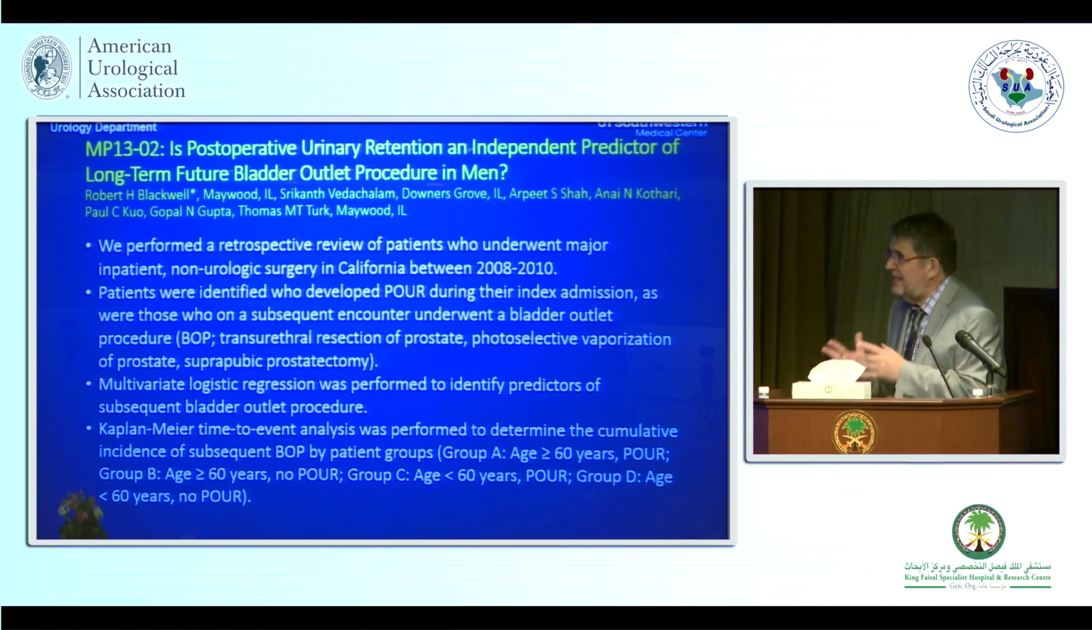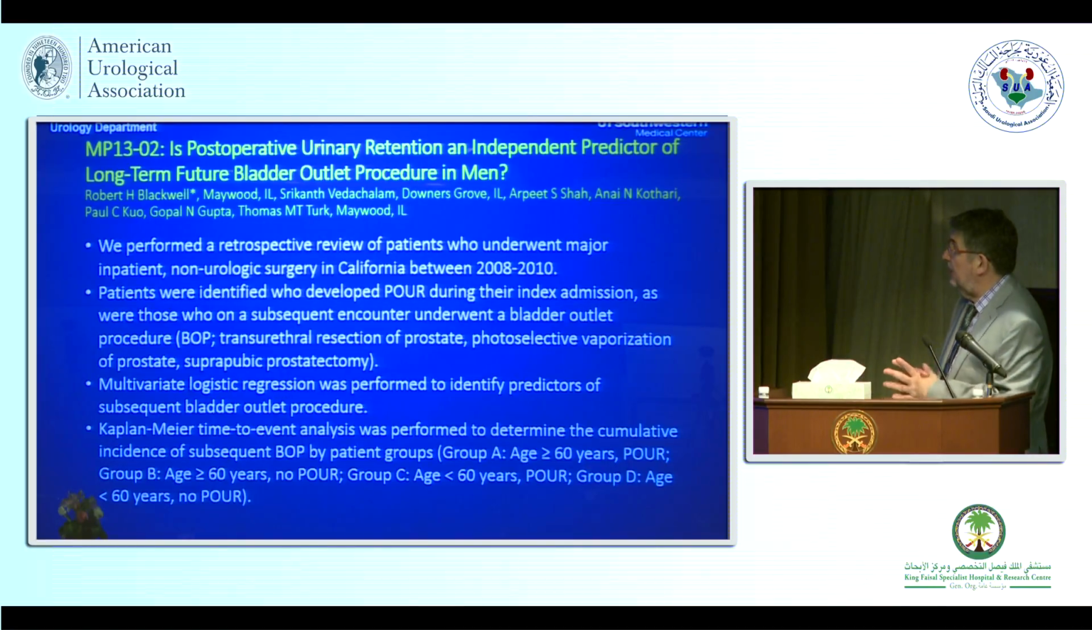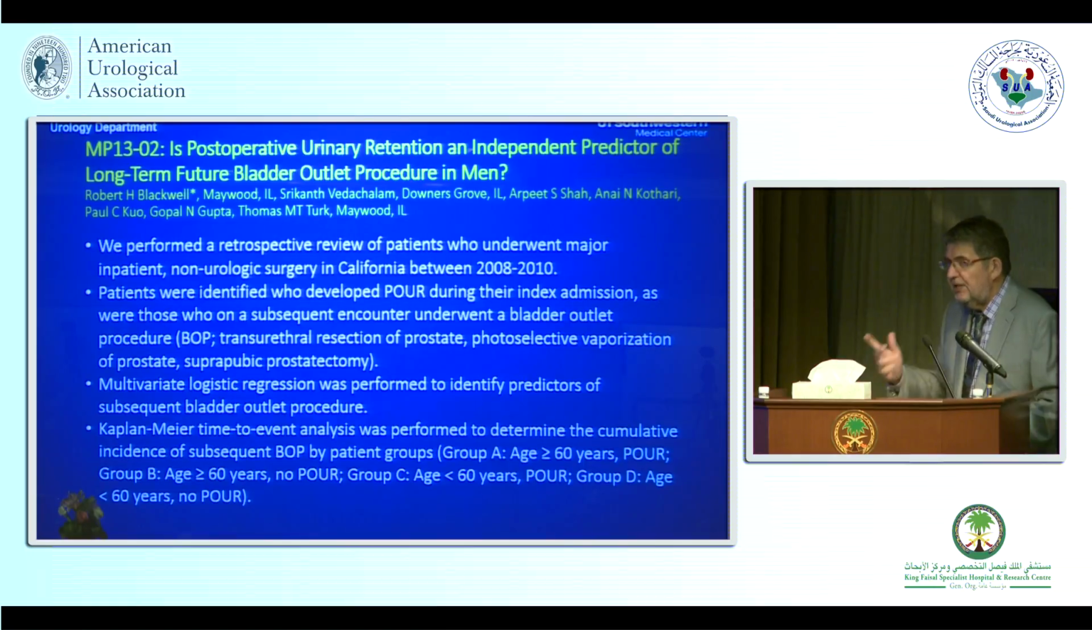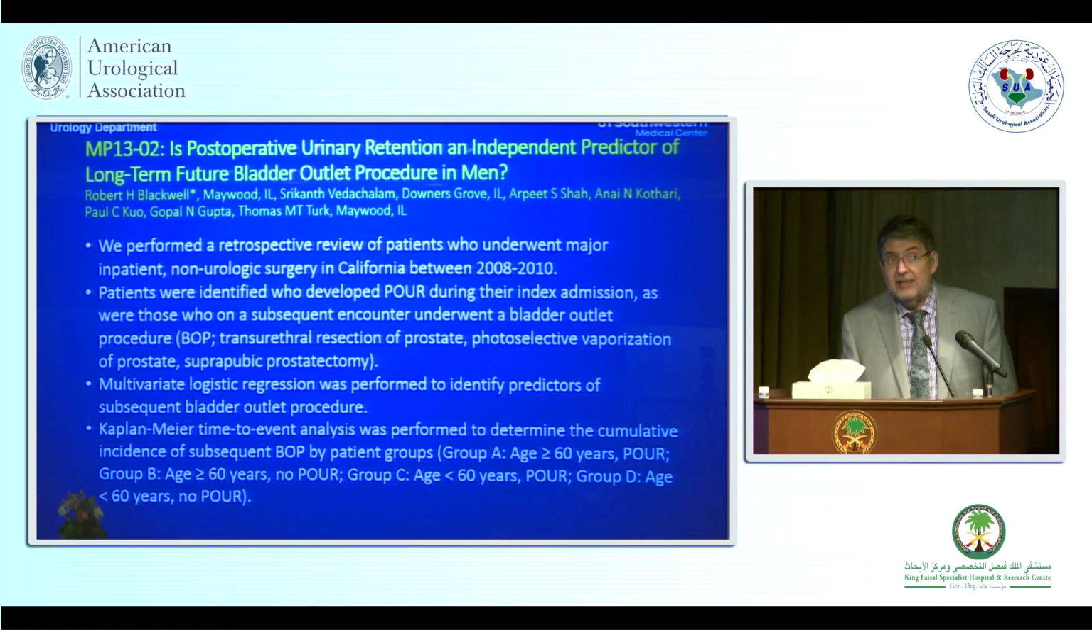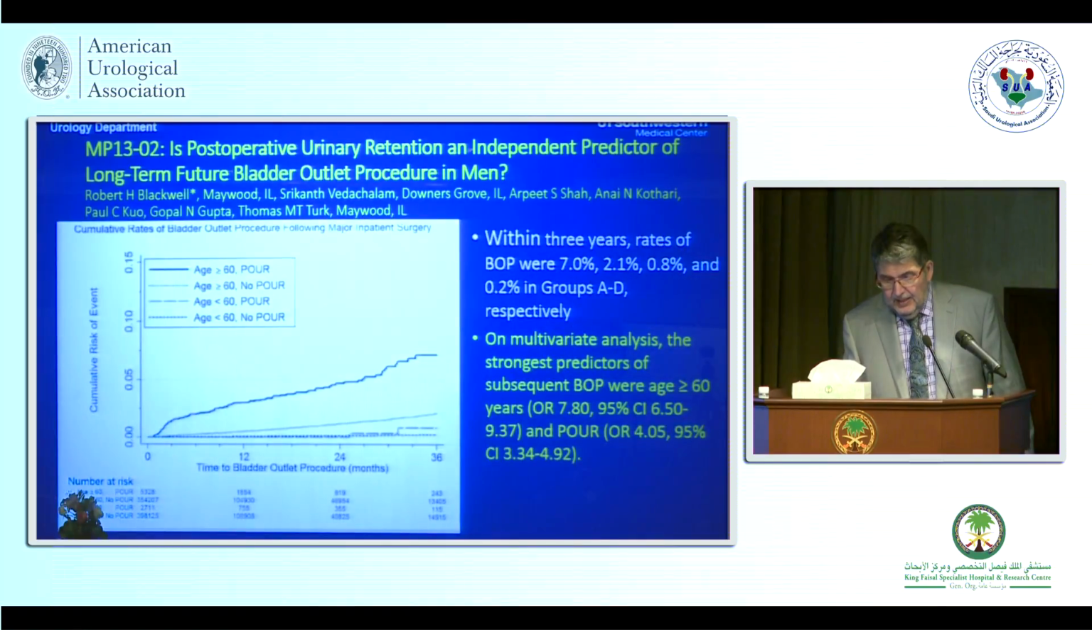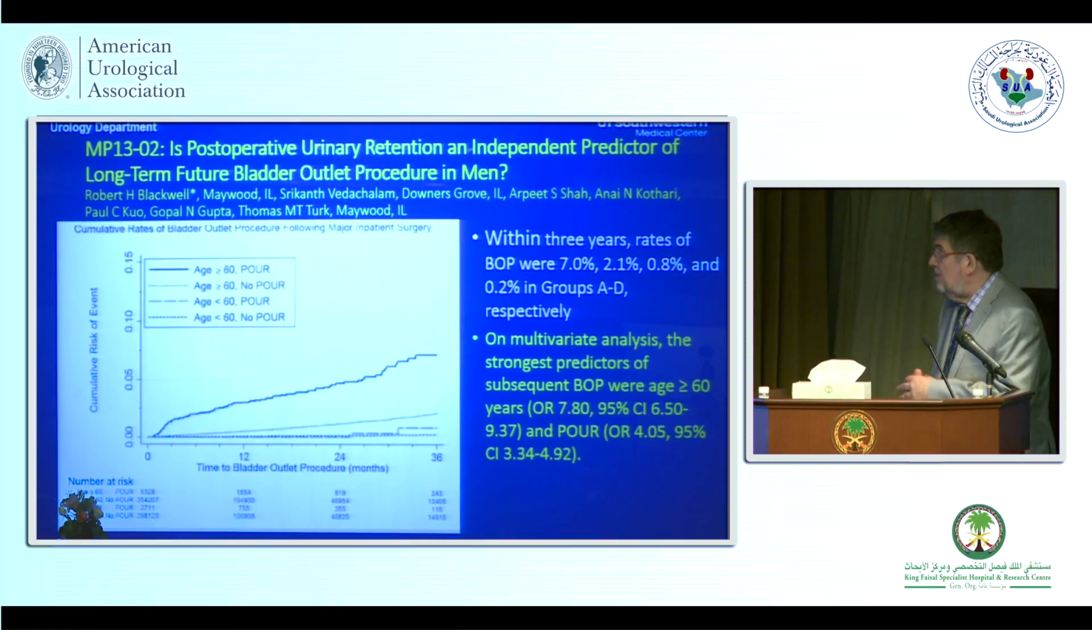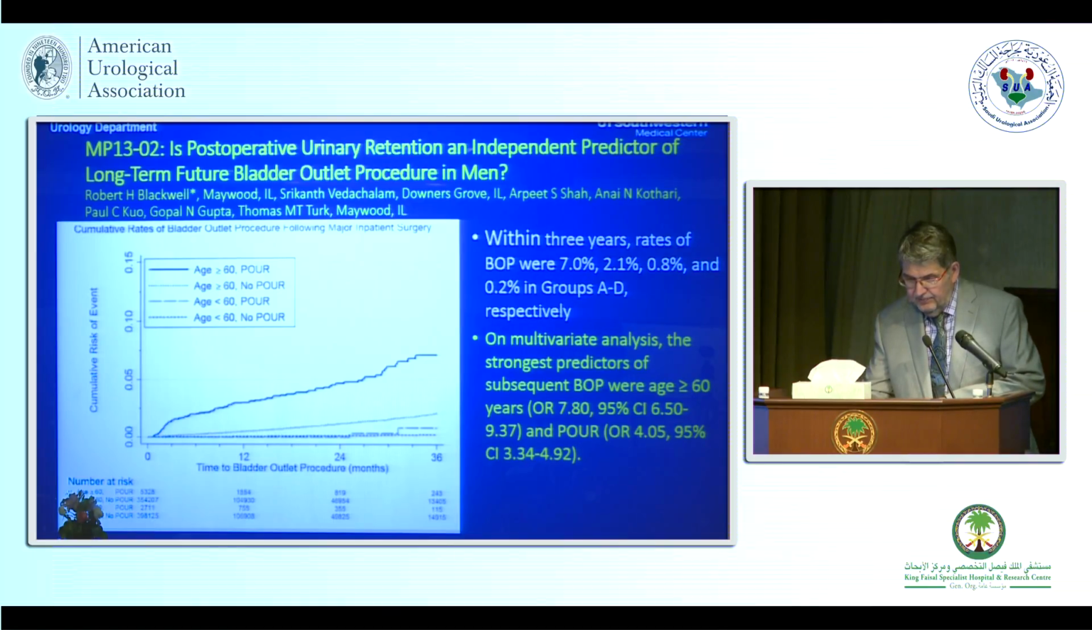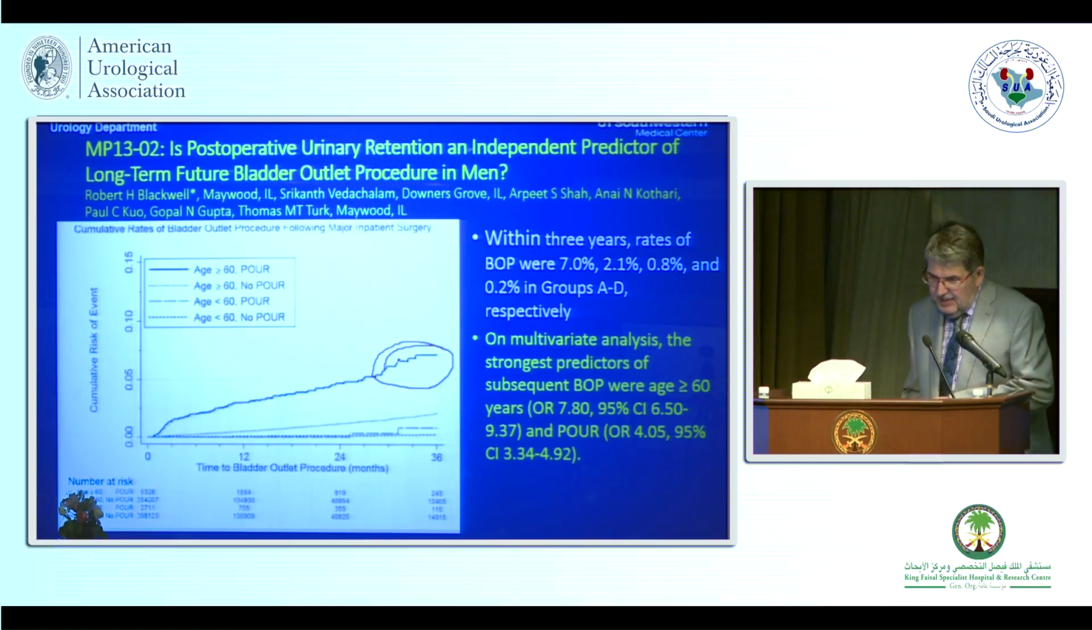So what these people did, they didn't ask the question, why is that? They asked the question, what happens to these people? They looked at post-operative urinary retention in a large cohort of men, and then they asked the question, what happens to these men afterwards when they can't urinate post-operatively? And so this graph shows that if a man can't urinate post-operatively, and he is 60 years or older, that is this line right here, okay, that those men are very likely to have a bladder outlet procedure, okay?